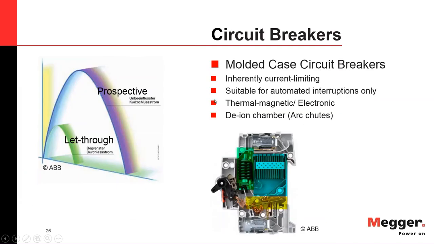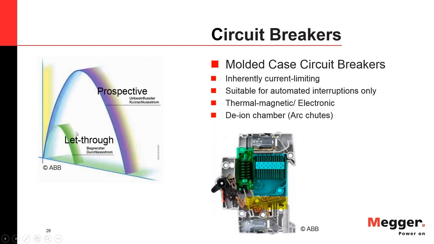Now, when I said inherently current limiting, this is what I'm talking about. If you think about a fault in a system that is not protected, you would expect a so-called prospective short circuit current, which is indicated by this big sine wave. Now, with the circuit breaker in the circuit and with the right settings, the circuit breaker will clear that fault. And the result will be that there is a certain let-through, but it is much smaller than the prospective current, and it is there for a much shorter amount of time.